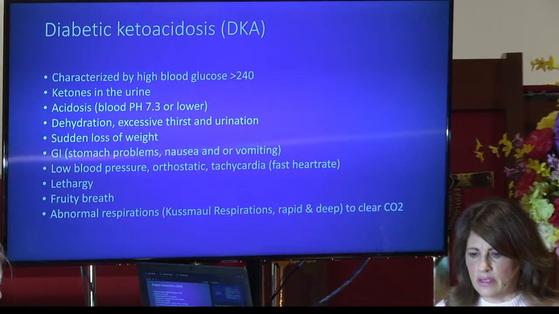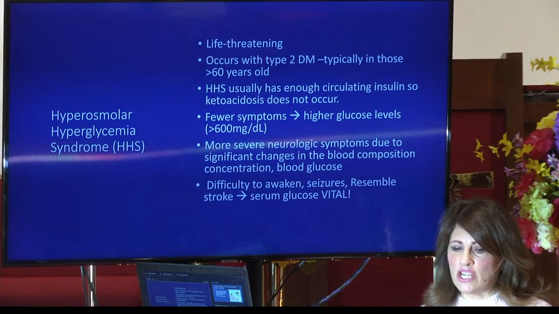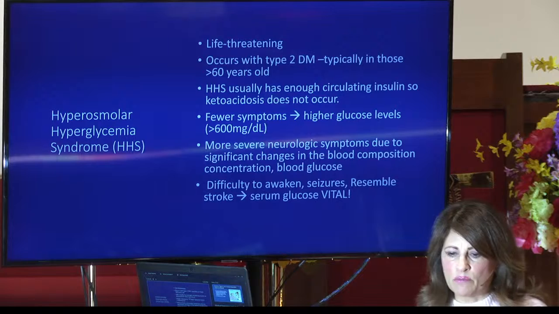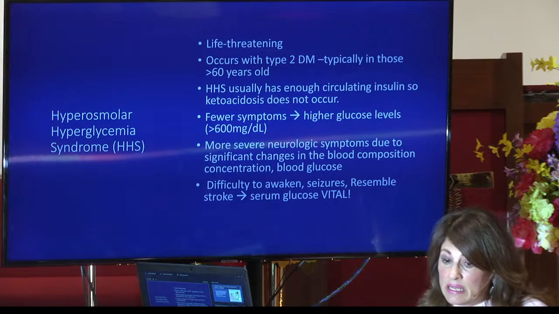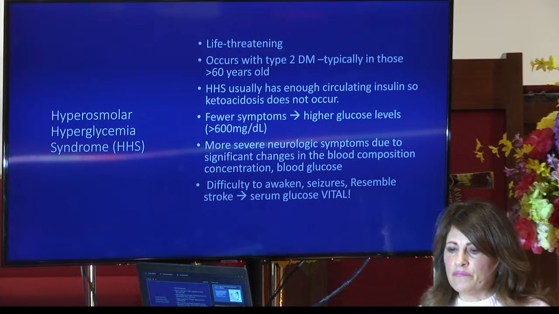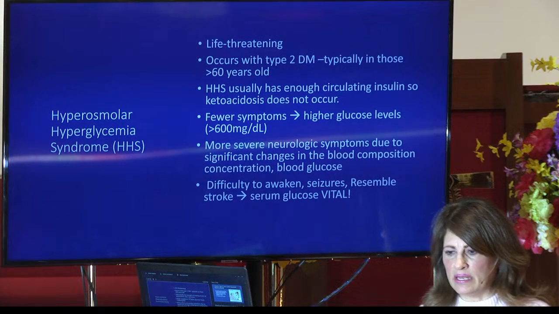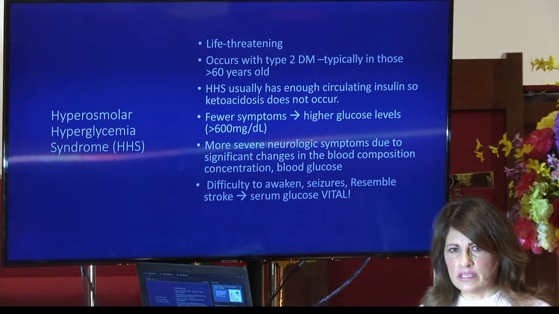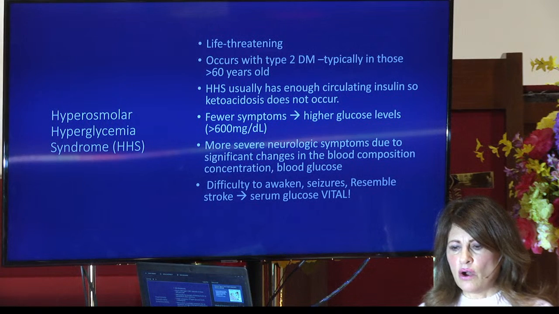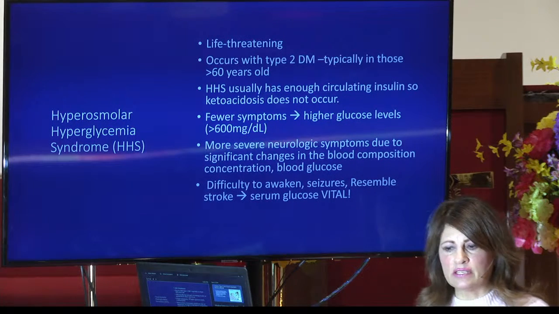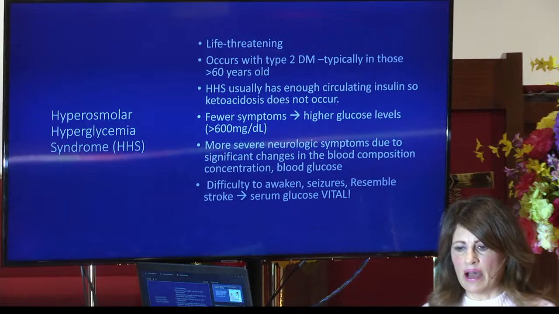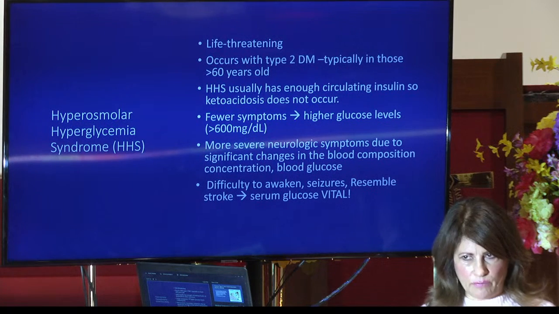The next one is HHS, hyperosmolar hyperglycemic syndrome. It's life-threatening. A lot of people can confuse this with DKA. It occurs with type 2 diabetes, typically in those over 60 years old. So with HHS there is usually enough circulating insulin in the body, so ketoacidosis does not occur. Remember, it's a type 2, not type 1.